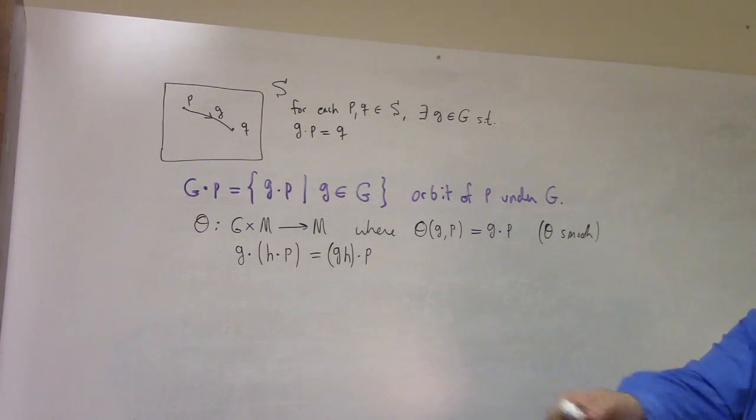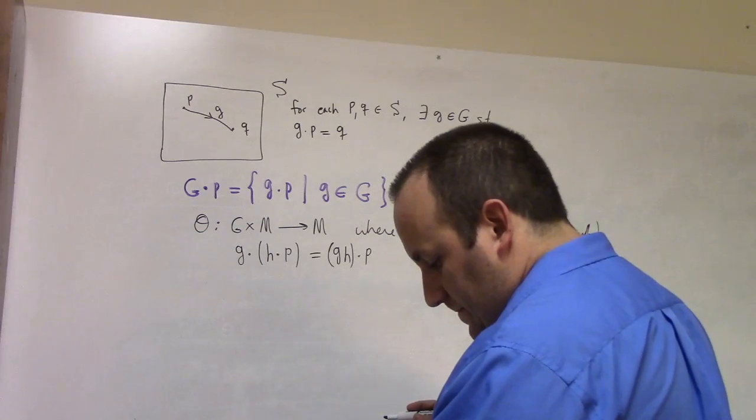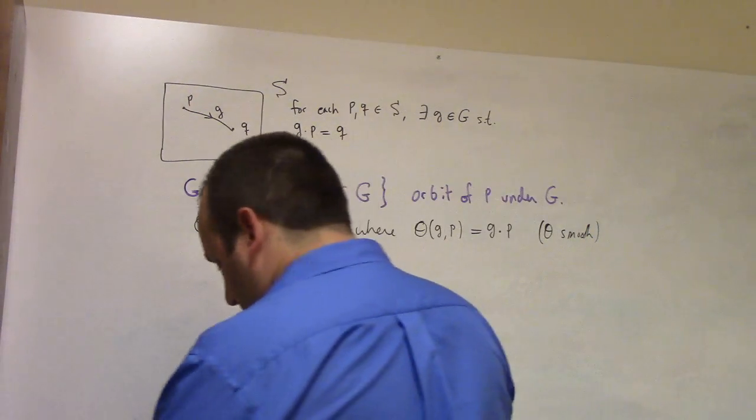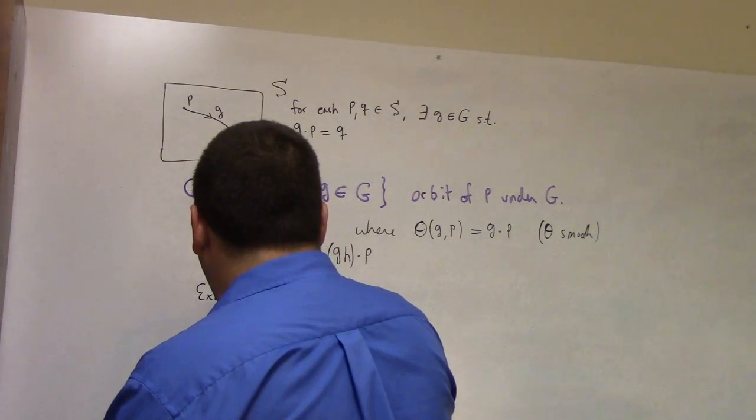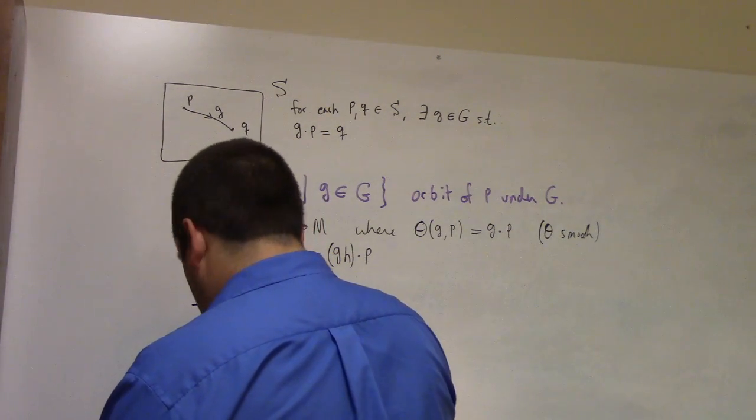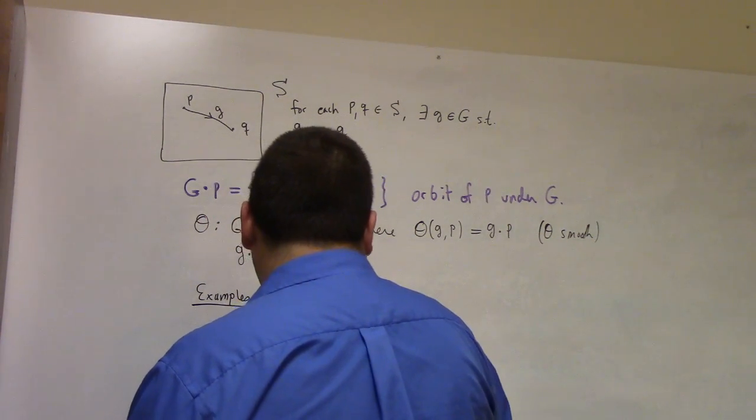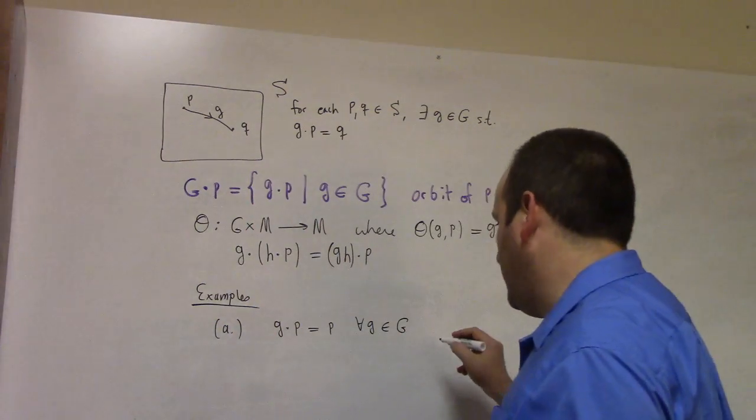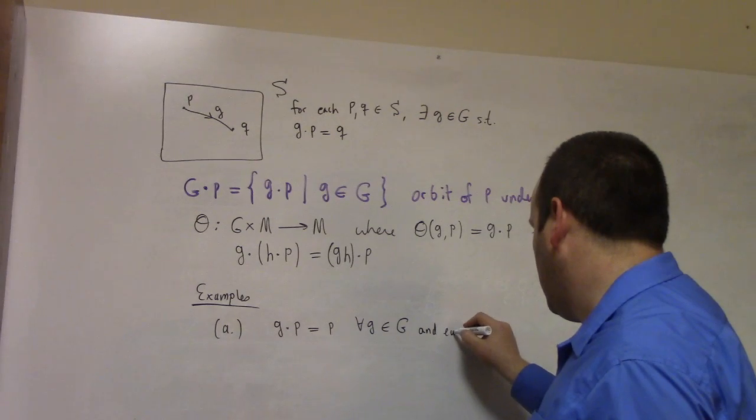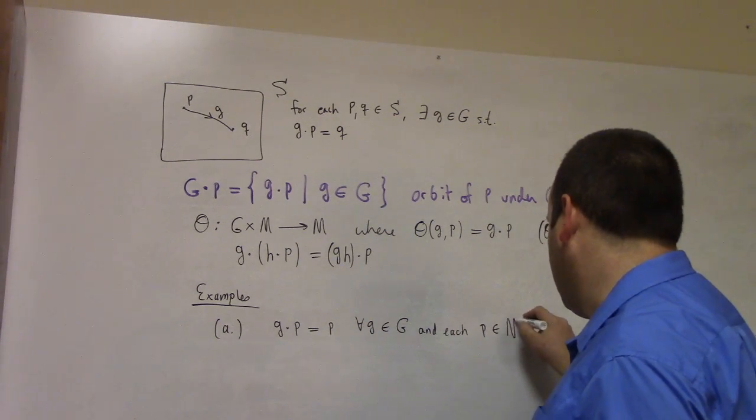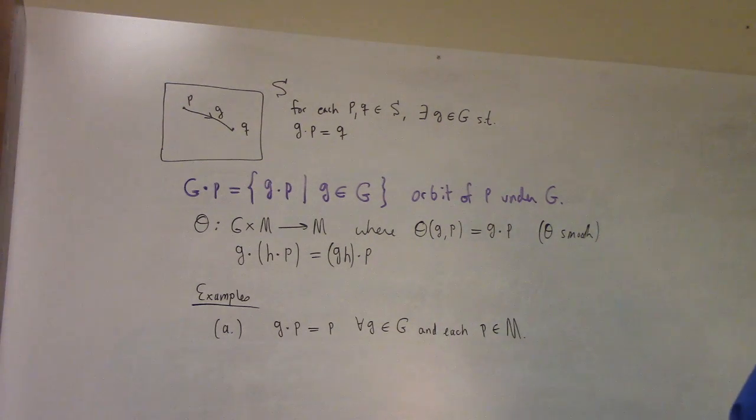Okay, some examples, of course. So I'll run through his list of examples of group orbits real quick. If you just say G dot P equals P for all G in the group and each P in the manifold. Notice I didn't say which manifold, I didn't say which group. This gives you a stupid case. In this case, the space of, this is an orbit, right?